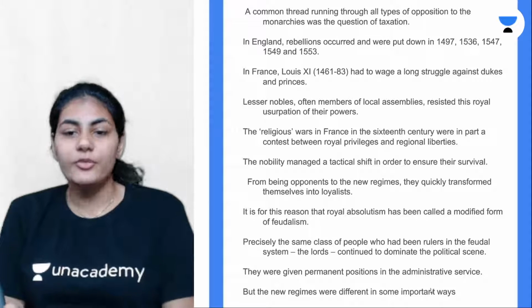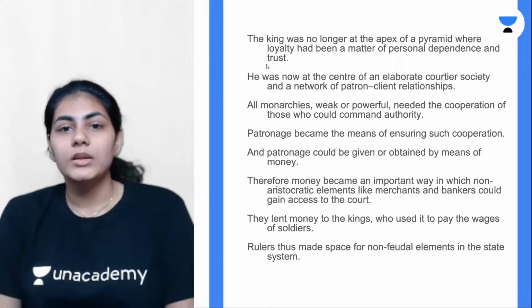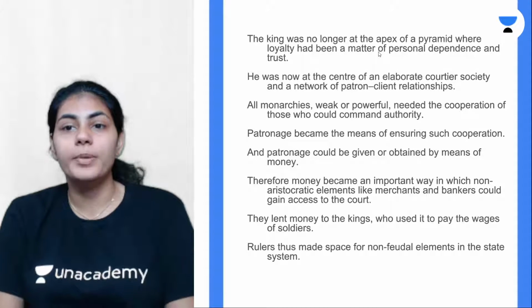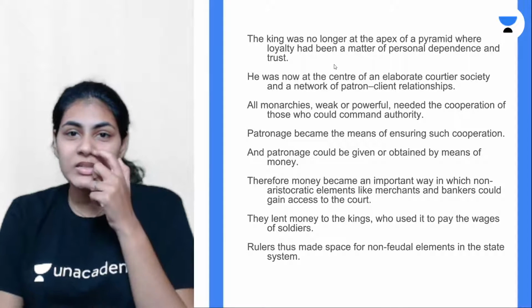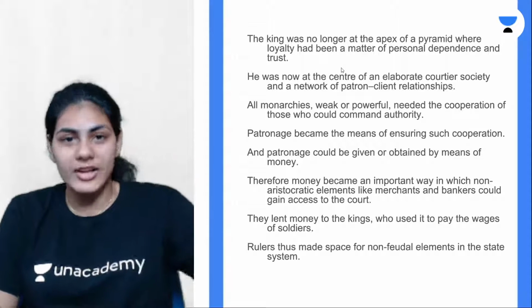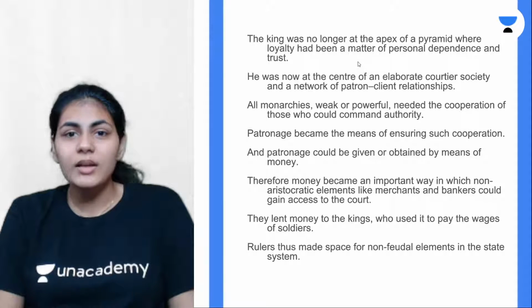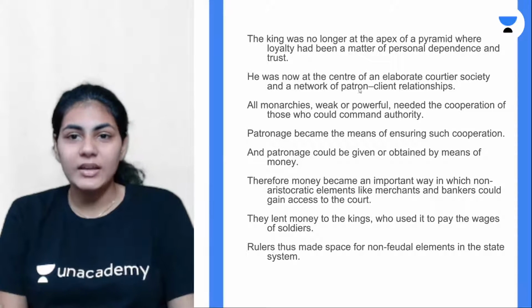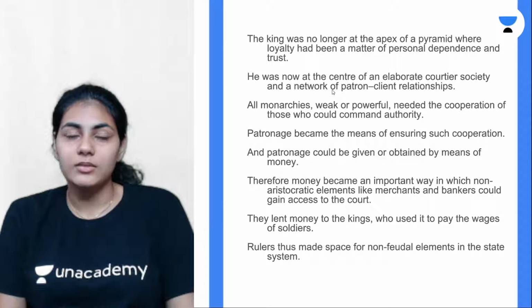But the new regimes were different in some important ways, right? What are they? The king was no longer at the apex of a pyramid where loyalty had been a matter of personal dependence and trust. So he's not just the king for namesake, right? He has so much responsibility vested in him. It's no more a trust relationship, but in fact he is at the center of an elaborate courtier society. What is a courtier society?